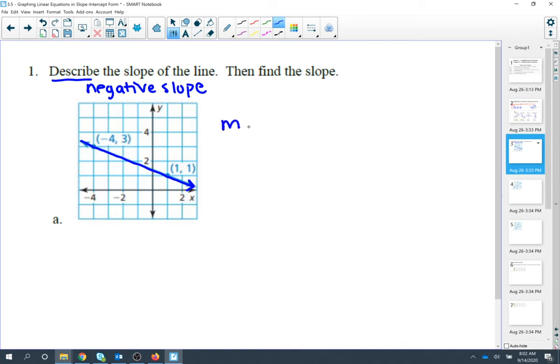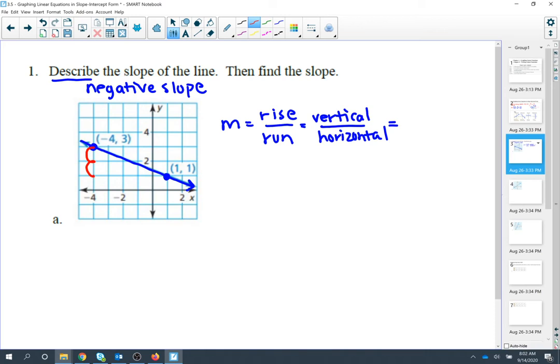Now, from a graph, slope is represented by the letter M, and it's always your rise over your run. Now, your rise is your vertical, your run is your horizontal. So I've got to get from my first point on my left to my second point on my right. And I first have to do my vertical motion and then my horizontal motion. So my vertical motion, I'm going to go down 1, 2.